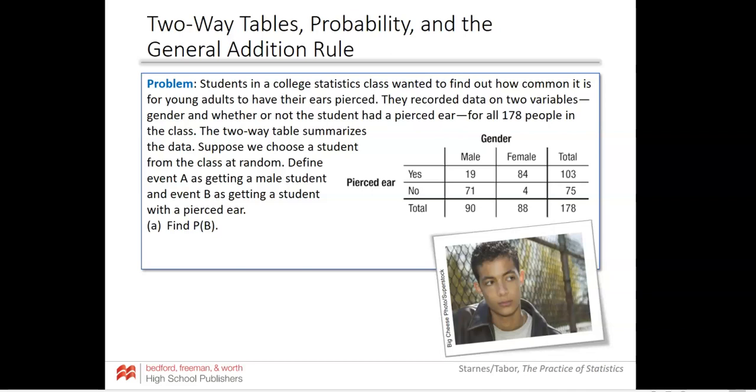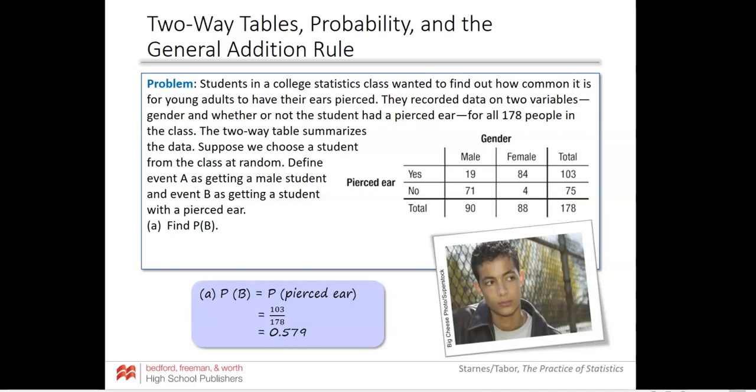Okay, so B is getting a student with a pierced ear. So if I just want to find the probability of B, and again, event B is getting a pierced ear, in the numerator would be what I want. I want to get a pierced ear, which is, there's 103 folks who got pierced ears. So 103 is in the numerator. And out of a total of 178, I don't have to add that up. The columns and rows add up to the bottom right number there. So it'd be 103 divided by 178.